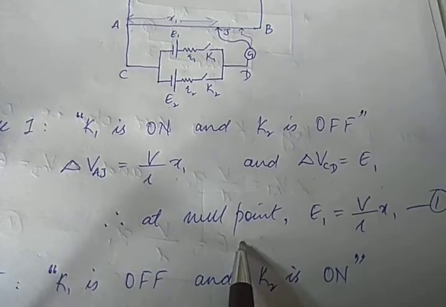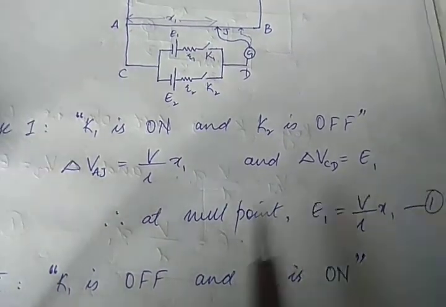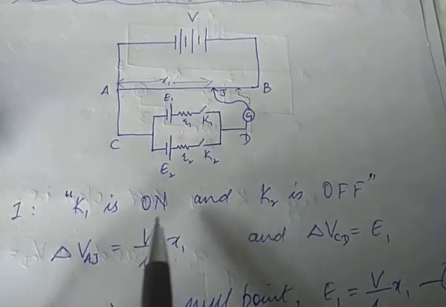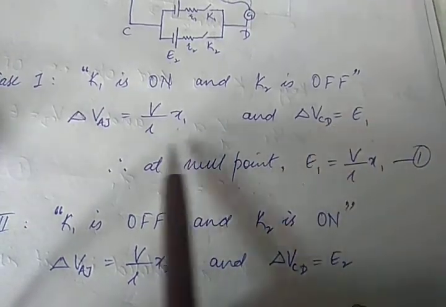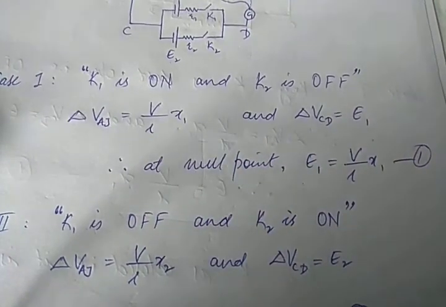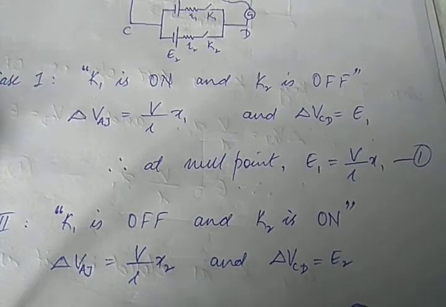So at null point, what is true? When you've achieved the null point, the potential difference across AJ should be equal to the potential difference across CD, only then there will be no current flowing to the galvanometer. Which means at null point, this E1 should be equal to V upon L x1. This is my equation number 1.